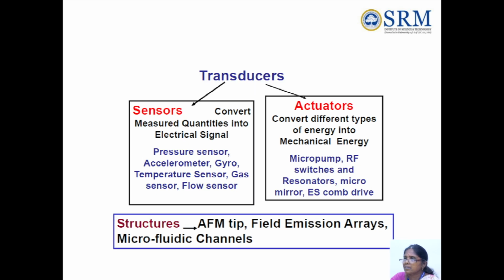A MEMS device, the combination of the sensor and actuator, is called the transducer. A sensor converts the measured quantity into an electrical quantity. An actuator converts different types of energy into mechanical energy. There are different types of sensors: pressure sensor, accelerometer, hygrometer, temperature sensor, gas sensor, flow sensor. Actuators include micropump, RF switches and resonator, micromirror, electrostatic comb drive. Structures include AFM tips, field emission arrays, microfluidic channel.